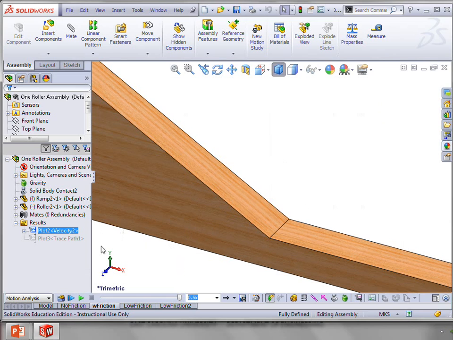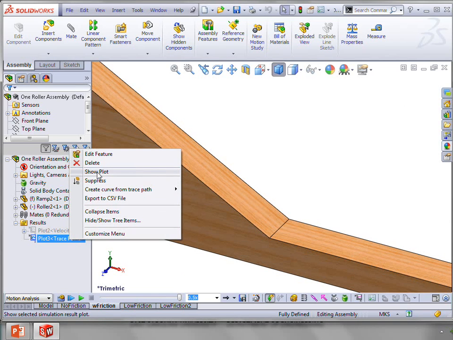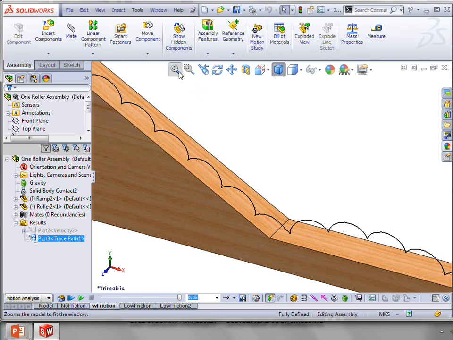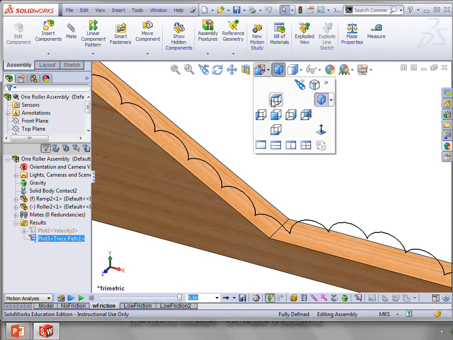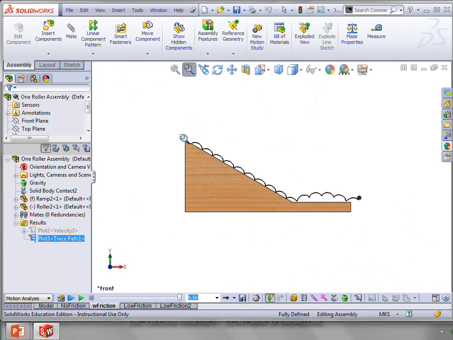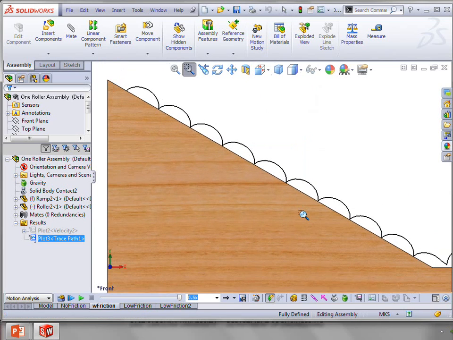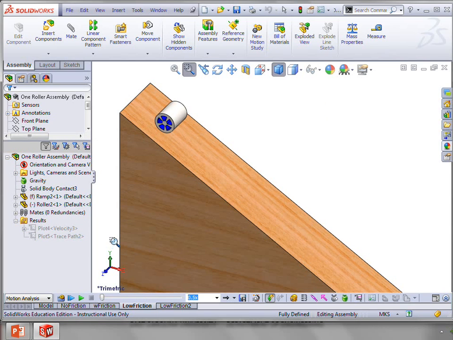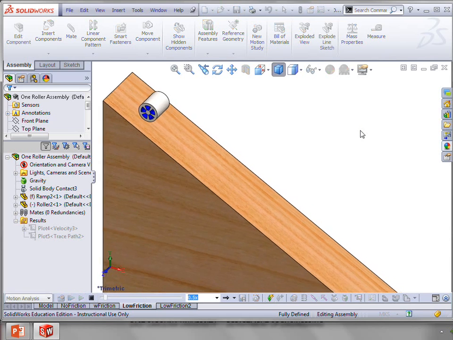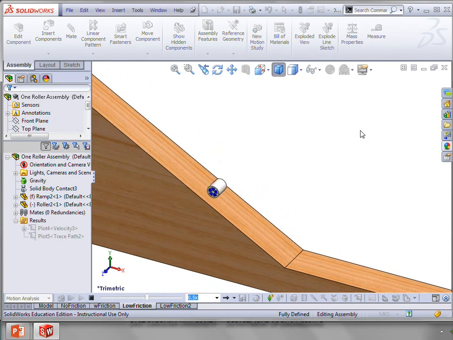Just slightly less than 2 seconds, we achieve a velocity of about 6 meters per second, which matched up with the calculations. But we also said that if we plot the trace path, which is the path that's followed by one point on the perimeter of the roller, we can see from the shape of that that we are rolling without slipping, that that point becomes an instant center at each of these cusps right here.